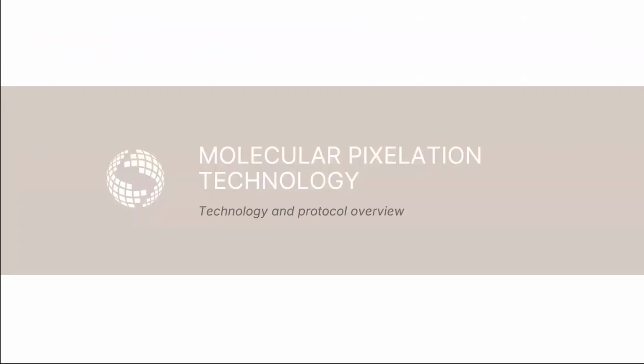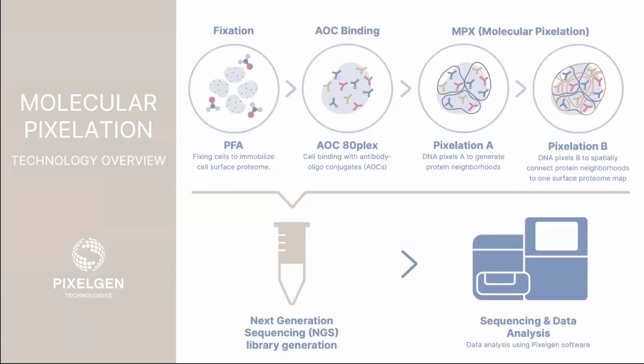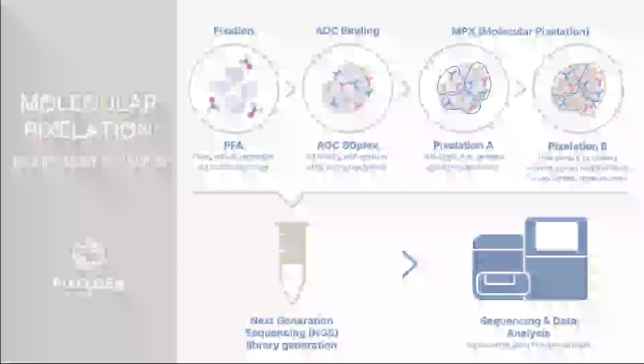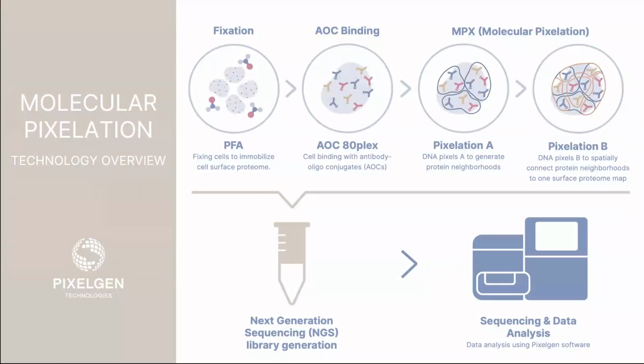But let's talk a little bit more about the technology. So how does it work? And we'll also go over a short overview of the protocol. In this slide, we have, well, we call it a technology overview, but it's also somewhat of a protocol overview. The first step is to fix the cells. And we're working with cells in solution. So we're not working with tissues, but we're working with cells in solution. So we fix using PFA. And the reason for doing that is because we want to immobilize the cell surface proteome from the time of interest so that nothing changes throughout the protocol.